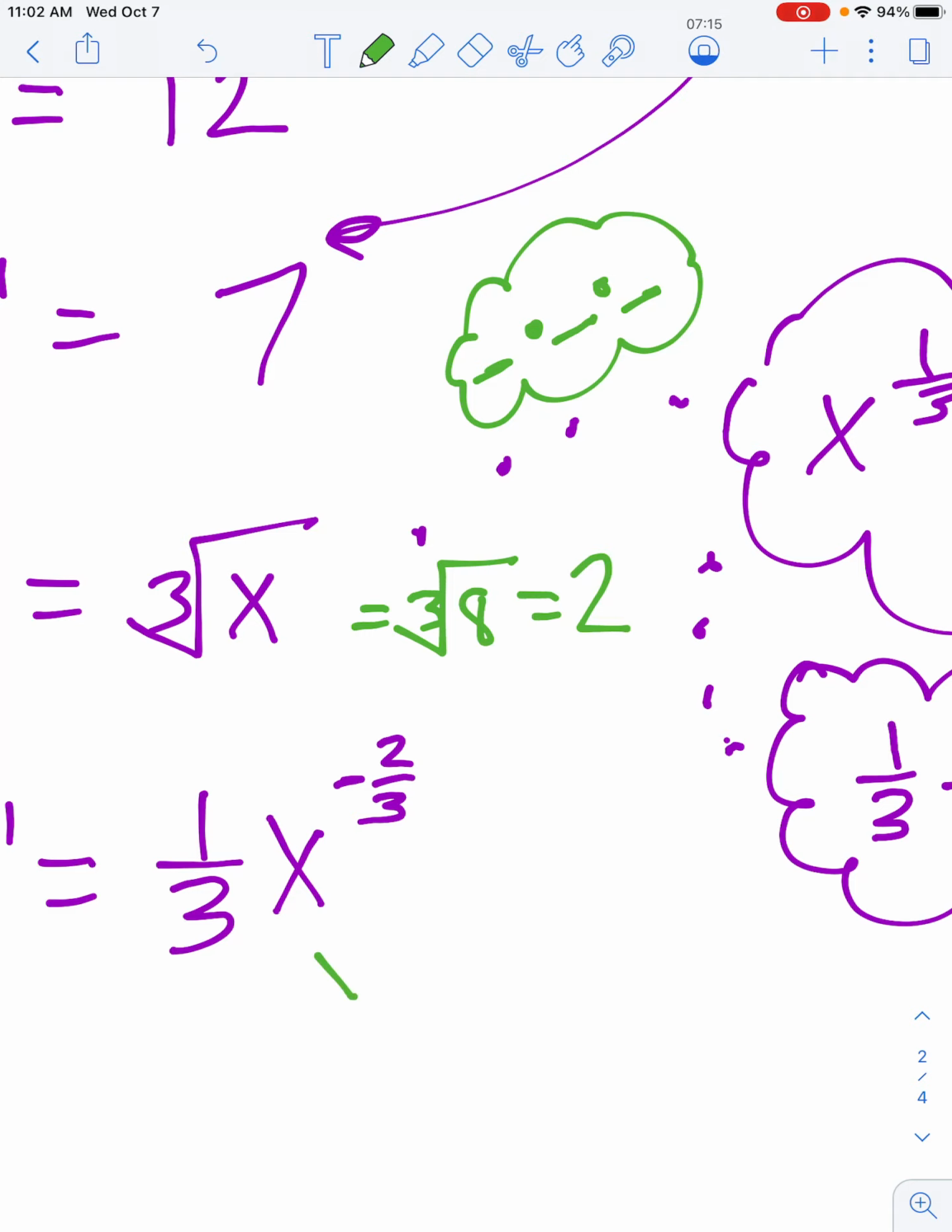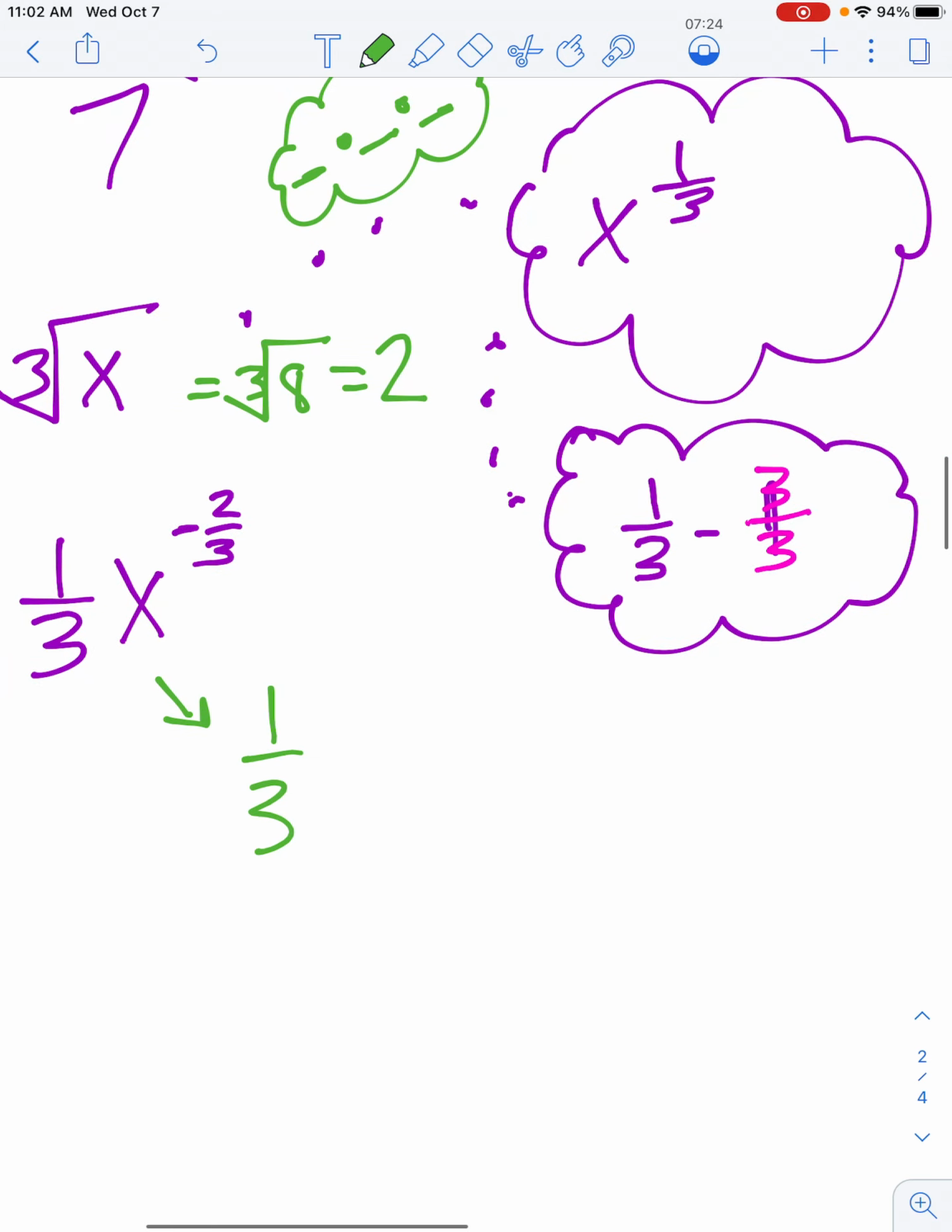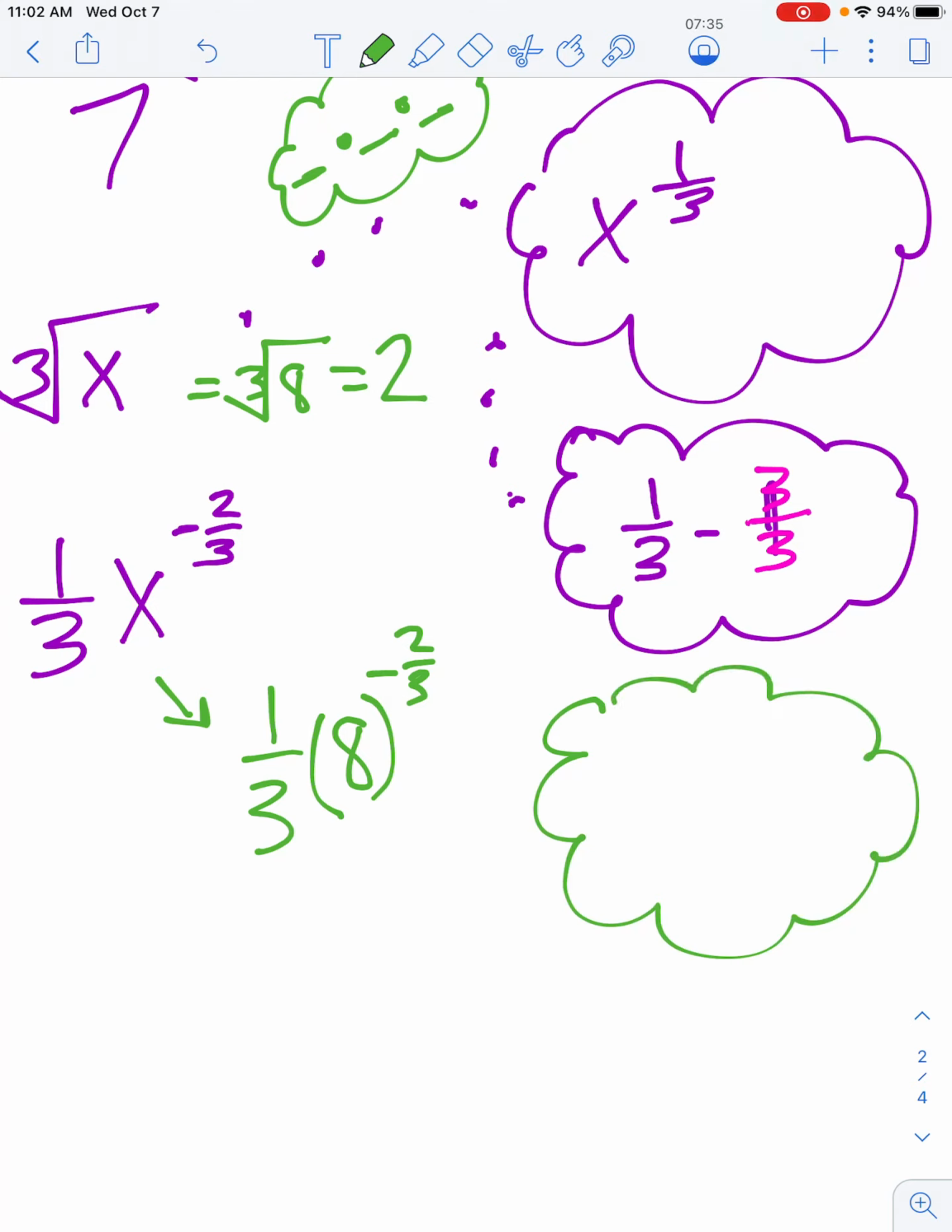Okay, now this is the one that gives people headaches. So I have 1/3, and then I have x to the negative 2/3 power. And so when you have that, this is going to be 8 to the negative 2/3 power. You have to think of that in 2 steps. First of all, let's think about it as the cubed root of 8. I've got the 3 in the denominator, so I know that's a root.